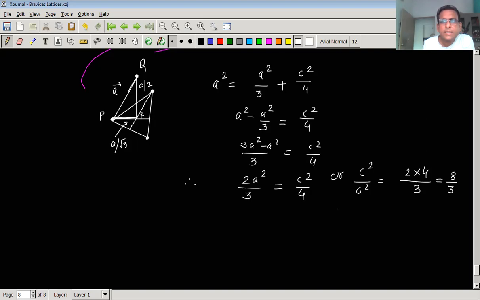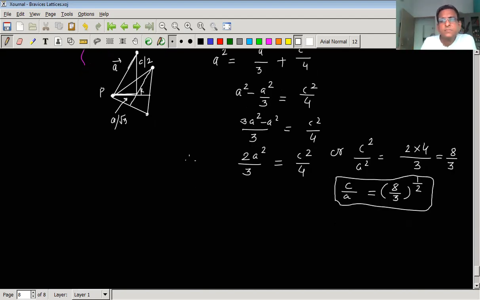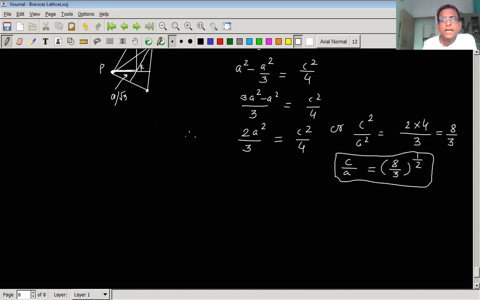C by A is equal to 8 by root 3, or we can say C by A is equal to 8 by 3 raised to half. So this we will require in the derivation. So let us remember that.